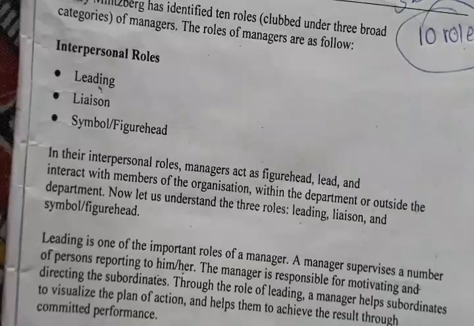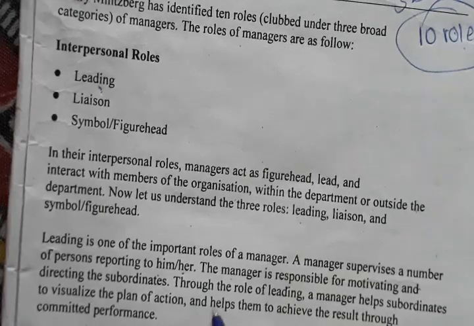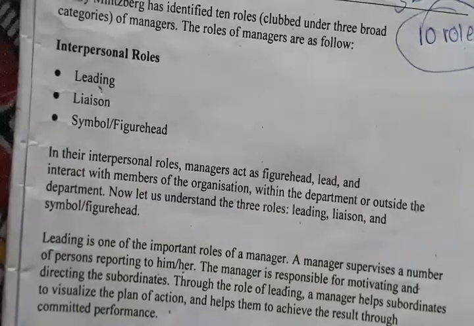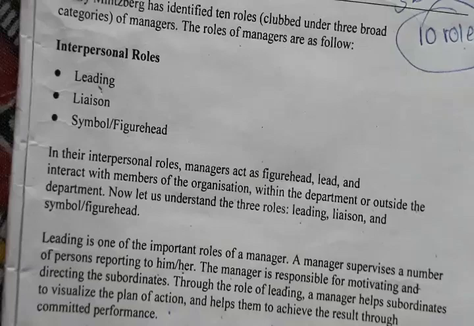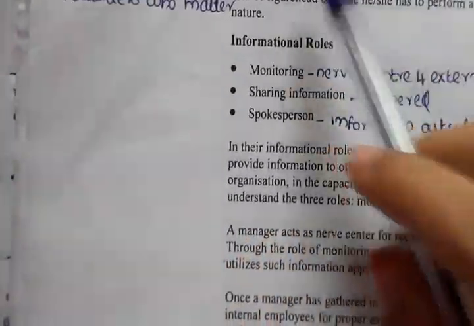He has to lead it. He has to motivate them. He has to influence the people in the way he wants. So the manager is responsible for motivating and directing the subordinates, as already mentioned. Through the role of leading, a manager helps subordinates to visualize the plan of action: what we are going to do, what the subordinate has to do, who has to do it. The manager helps them achieve the result through committed performance. And it's not an easy task. There should be a proper commitment in that. So we have learned the roles of the manager, with three main subtopics. Now we are going to the second one, that is the liaison.